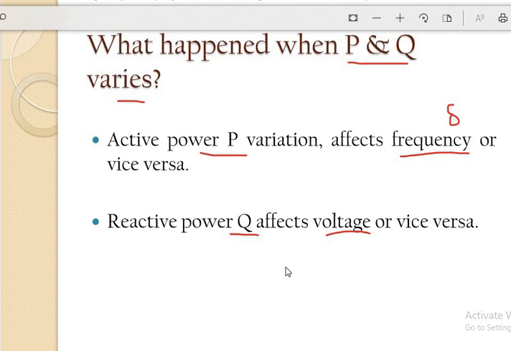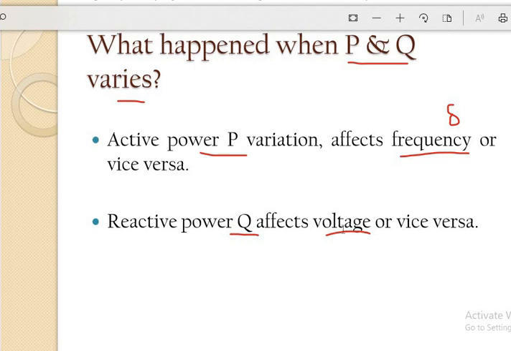So in order to provide the magnetic field, a DC supply is provided. That DC supply is called the excitation given to a machine. If that excitation is controlled, we can control the output voltage, which indirectly controls the reactive power. So this is the concept.